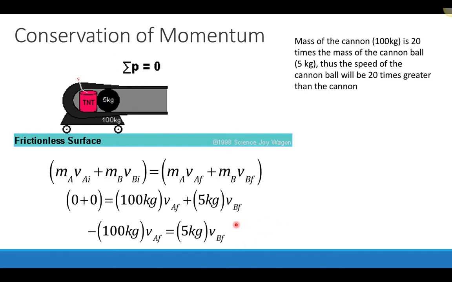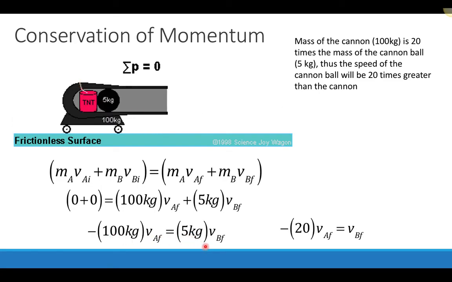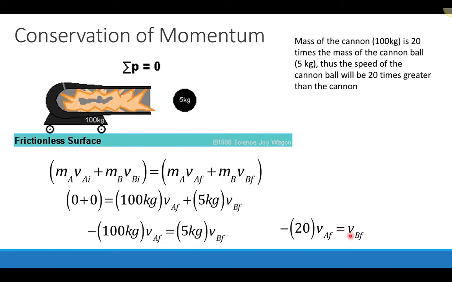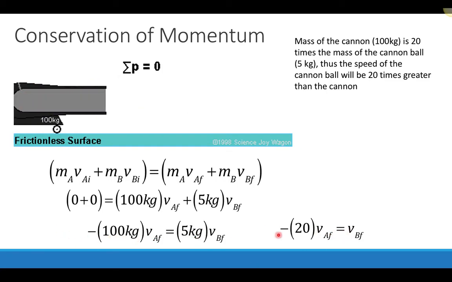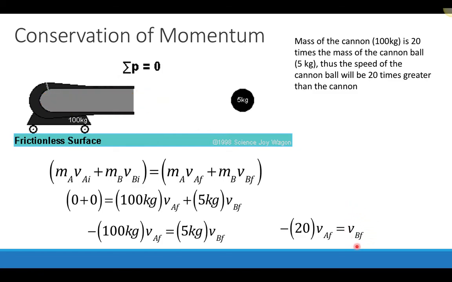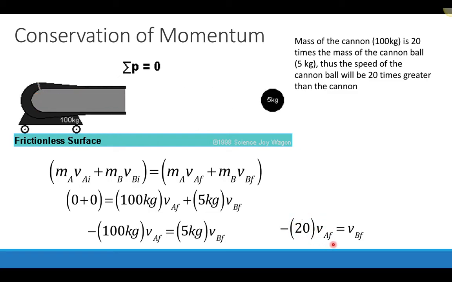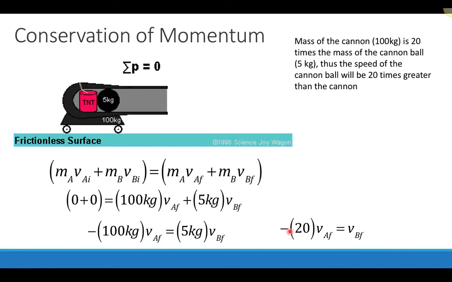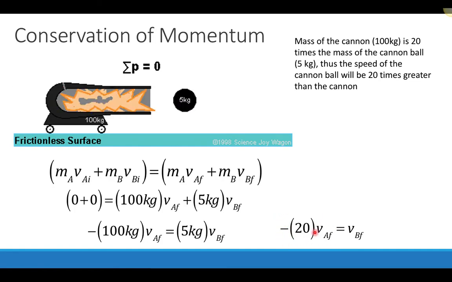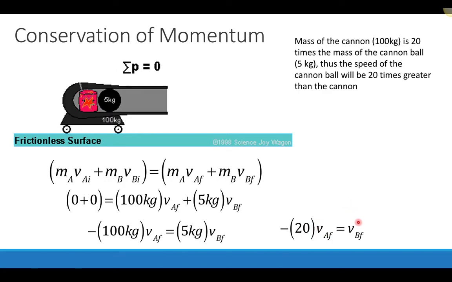cannonball. Now, if I wanted to see how they're related to one another, I can divide both sides by 5, right? And if I divide 5 by 5, I get a 1, and if I divide 100 by 5, I get 20. So this is telling me that the speed of the cannonball after the interaction has to be 20 times the speed of the cannon after the interaction. And the negative sign is just implying that the velocity of the cannon and the cannonball have opposite direction.